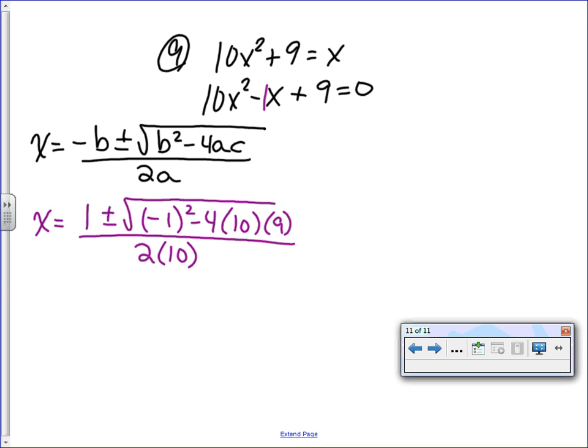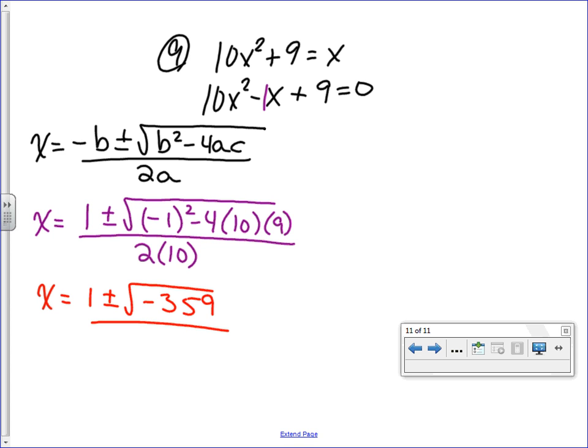All right, now we're going to go to the calculator. And we're going to find the discriminant. We're going to find that piece that's underneath the square root. So negative 1 squared minus 4 times 10 times 9. And what do we get? Negative 359. And all of that gets divided by 2 times 10. 2 times 10 is 20.